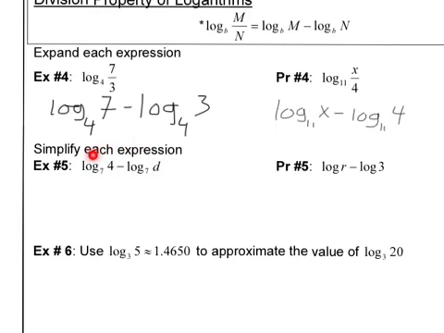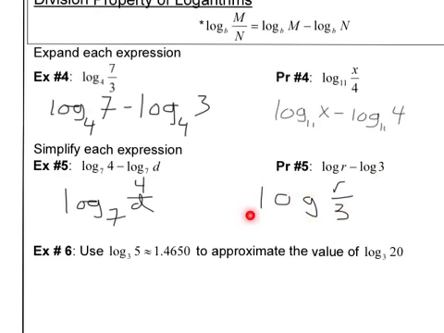Okay, so let's simplify these guys. What if they're already separated and they're saying log base 7 of 4 minus log base 7 of d? Well, we would write log base 7 of 4 divided by d. That's 1 log. Go ahead and try practice number 5 on your own. Again, you may want to pause the video because I'm going to put the answer up in just a second. Okay, we have an r minus a 3, so that's going to be log of r divided by 3. All there is to it.